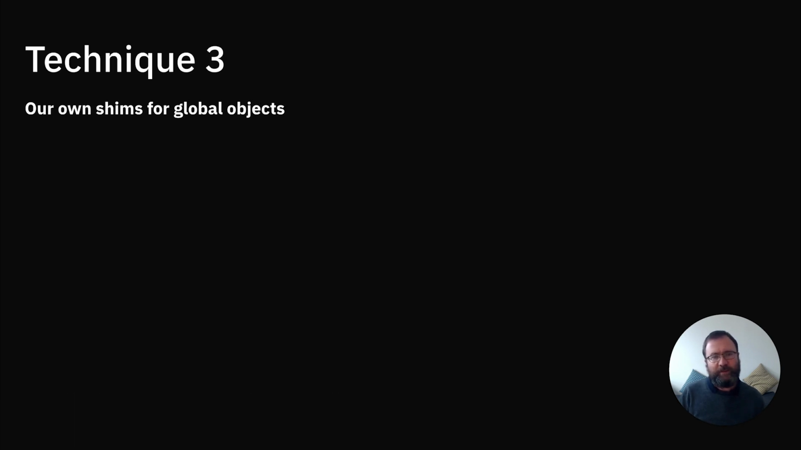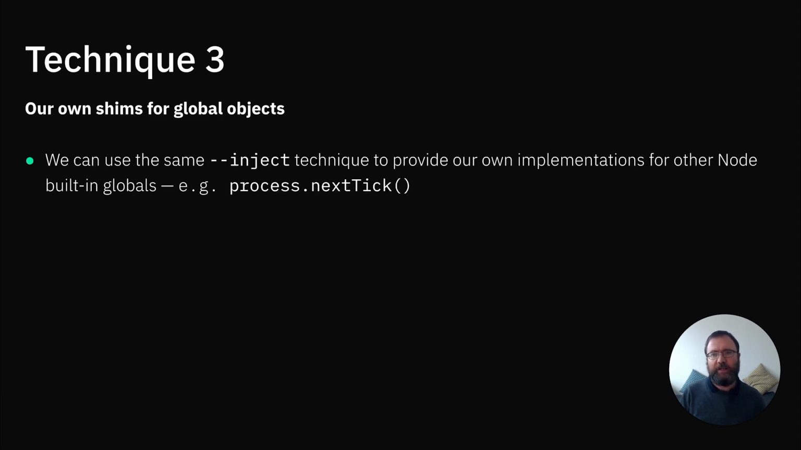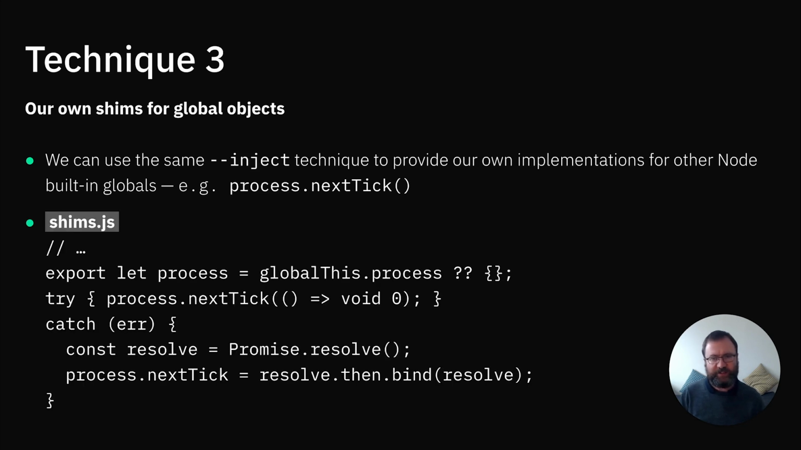We use this same trick to provide our own shims for some other Node built-ins. For example, shims.js in our serverless driver also contains an implementation for Node's process.nextTick. And the implementation in our shims.js looks like this. And again here, firstly, we're creating a global process object if there isn't already one available.